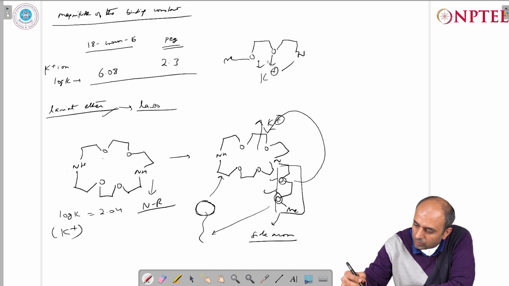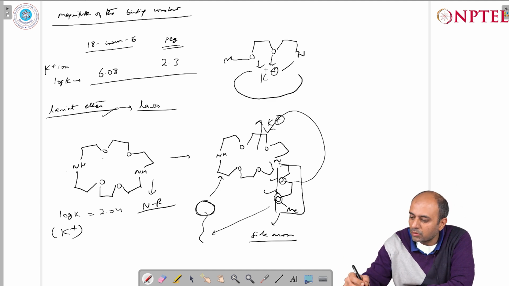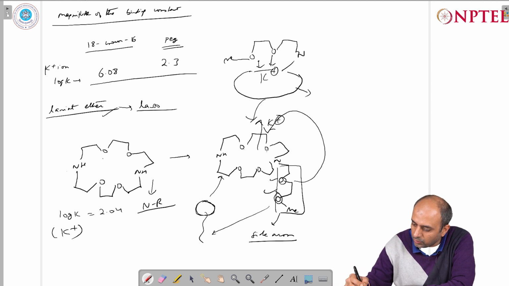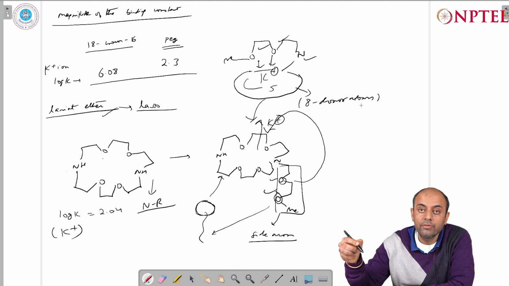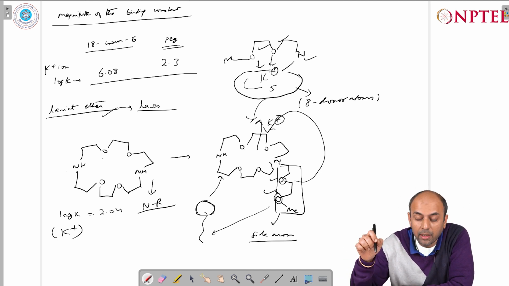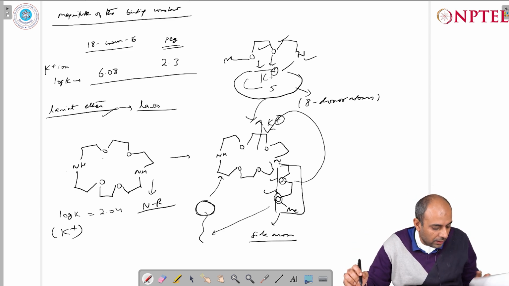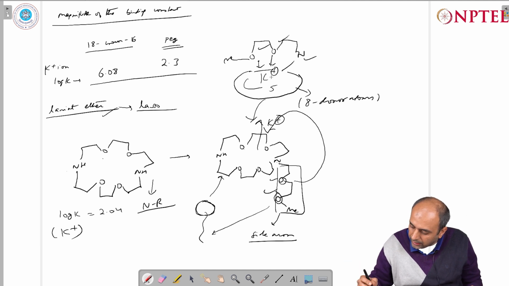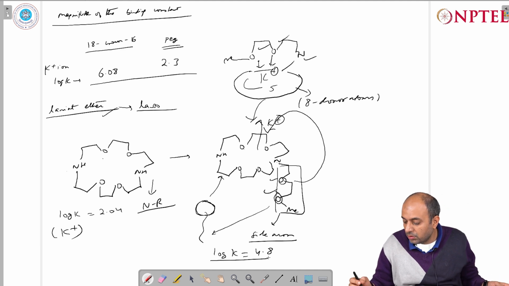This represents the cyclic part, which already has how many? 1, 2, 3, 4, 5, 6 donor atoms. So there are 5 here, this is 6, then 7, then 8. Now there are a total of 8 donor atoms which bind with this potassium ion. This additional enthalpic stabilization provided by the 2 donor atoms increases the magnitude of the log K to 4.8. So it's more than double now.